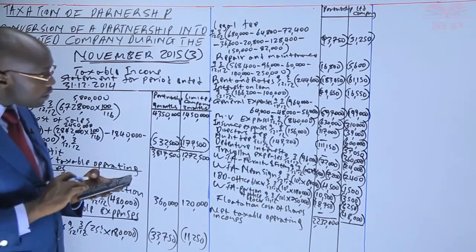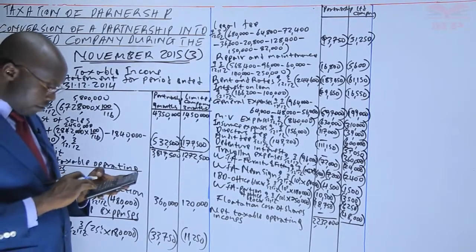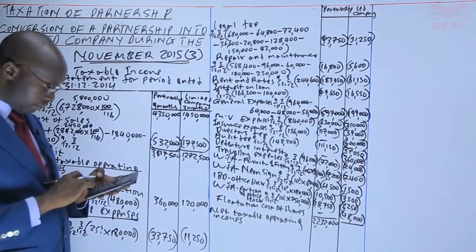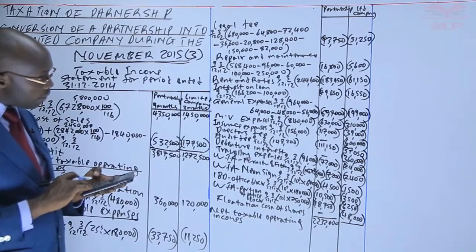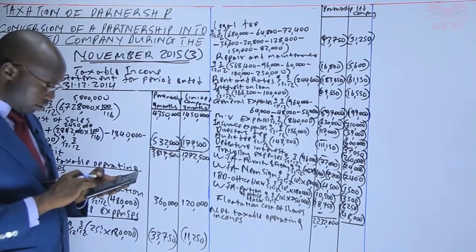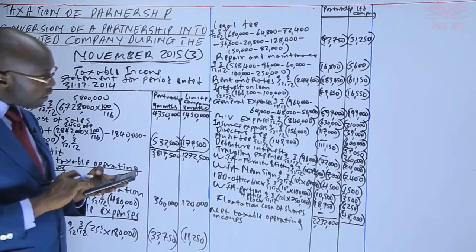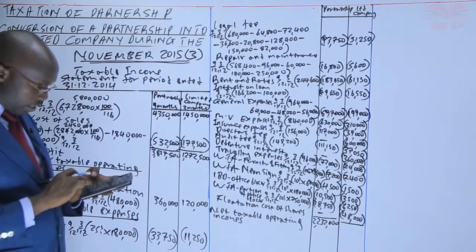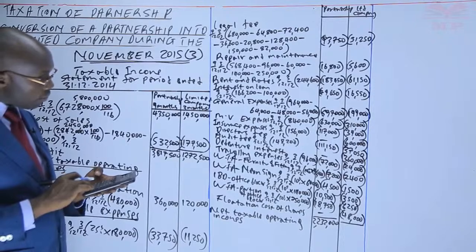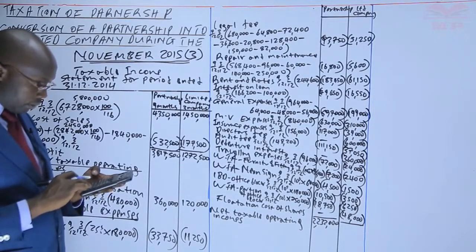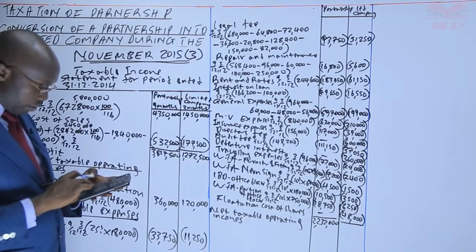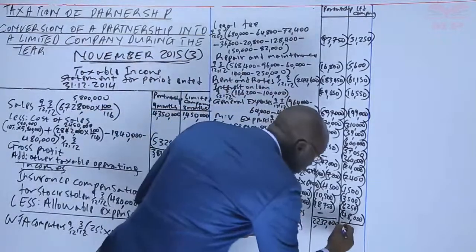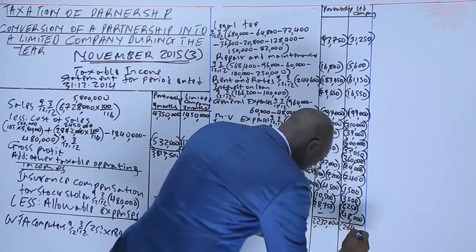And then we minus 360,000. We minus 24,000. And then we minus 2,400, and then we minus 1,500, we minus 3,500, and then we minus 250, we minus 48,000. That gives us a loss of 264,000.